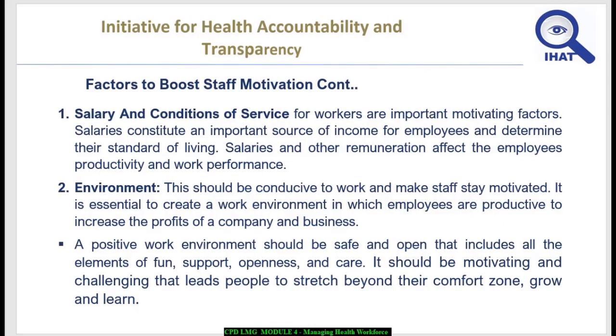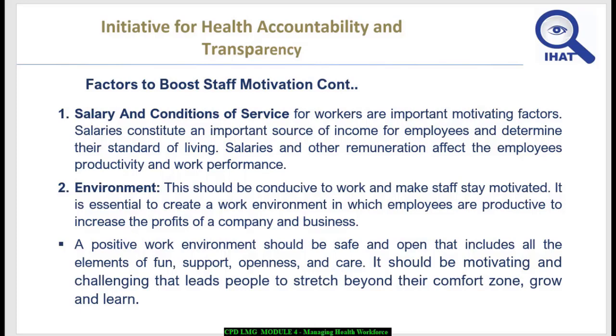Looking at salary and conditions of service, they are very key and most fundamental motivation factors. Salary constitutes an important source of income for employees and determines their standard of living, and it affects productivity and work performance. There is also the issue of environment.